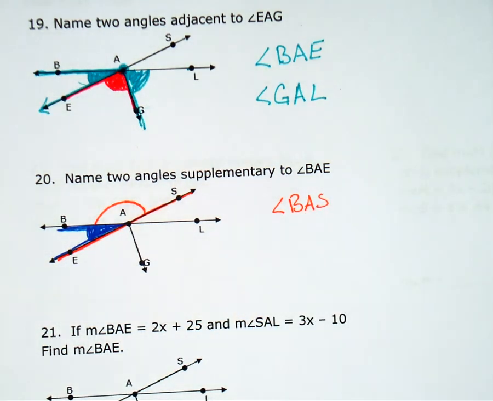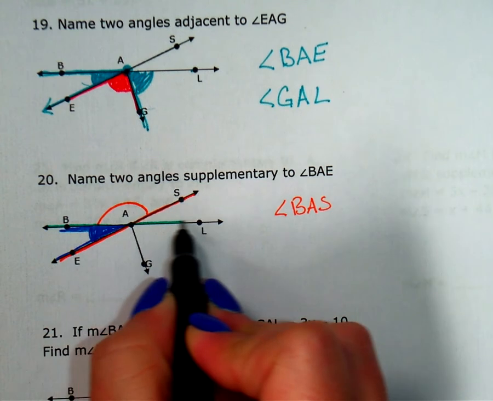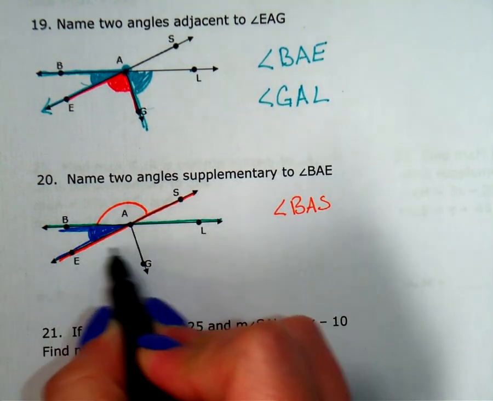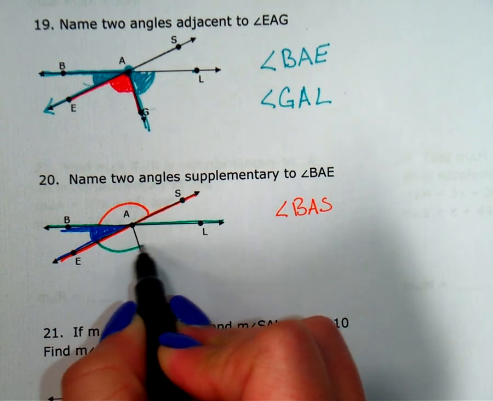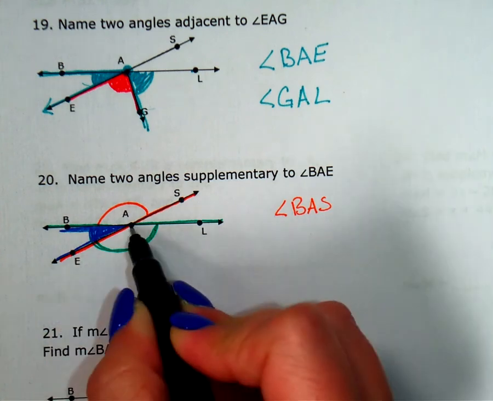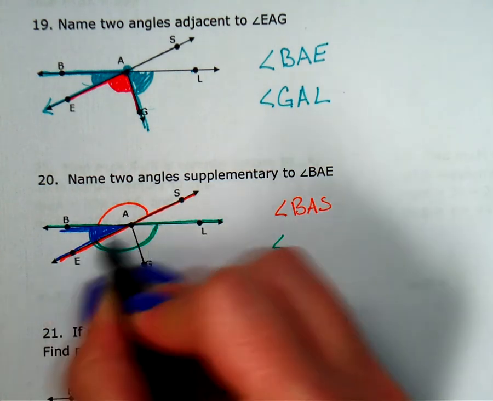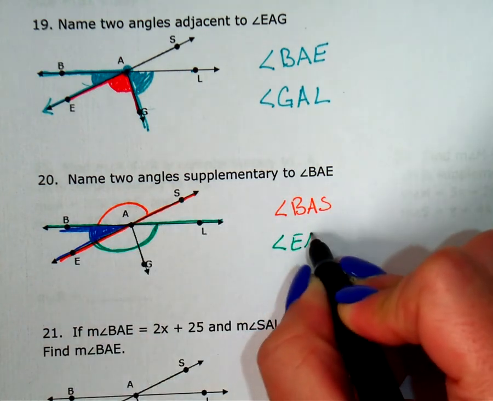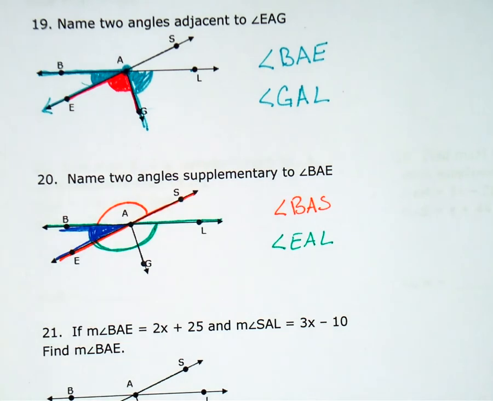It did ask me to do two though, right? So to find the other one, I'm going to do the same thing, but instead of with this ray, I'm going to do it with this one. I'm going to extend this one to a line. So then I'm just going to look at the underside of that. What's left is going to be this piece to make this whole line, which still has the A and it goes out to E and it goes out to L. So angle EAL, or I could have done LAE. The A has to be in the center. Okay.